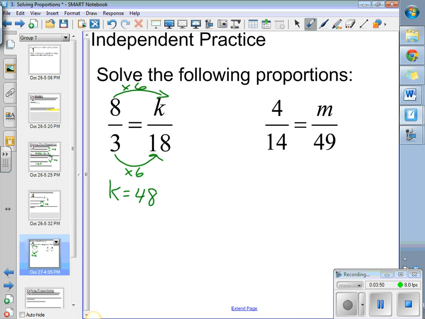Okay, from here, 14 to 49. Well, that's not a comfortable move. So I'm going to simplify 14/49 to 2 sevenths equals m over 49. This is much more comfortable. 7 to 49, I multiply by 7. So let me get rid of this arrow here. And then I multiply by 7 again. And I get 2 times 7 is 14. So m equals 14. All right.